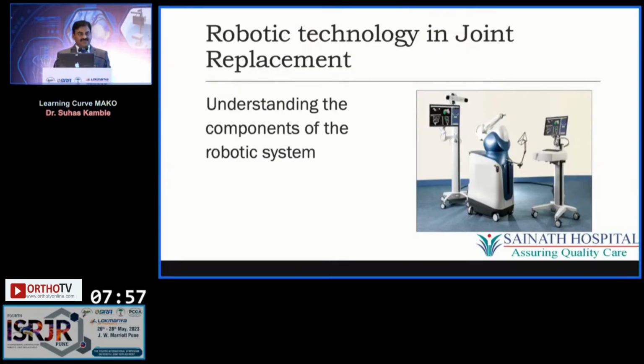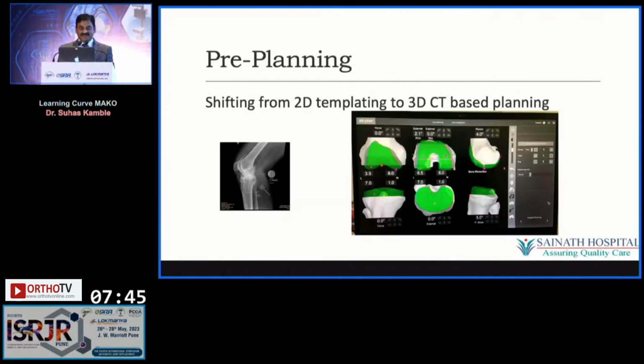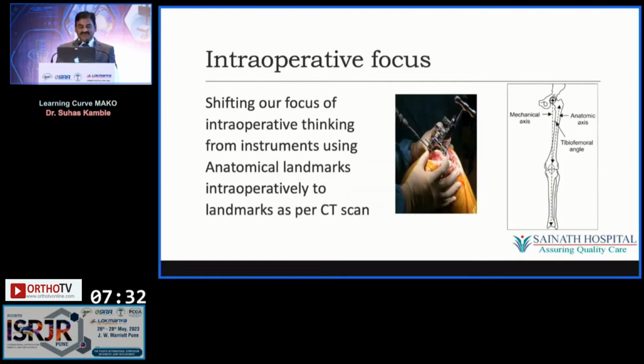So once we start using robotics, we need to understand the components of the robotic system. We need to learn the pre-planning, CT scan and segmentation, and the plan itself. We have to shift from 2D templating to 3D-based planning when we are shifting from a conventional surgeon to a robotic surgeon, and that is a part of our learning curve.